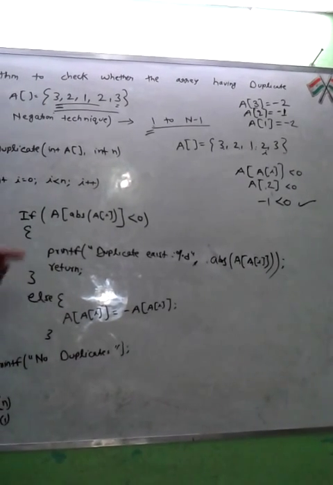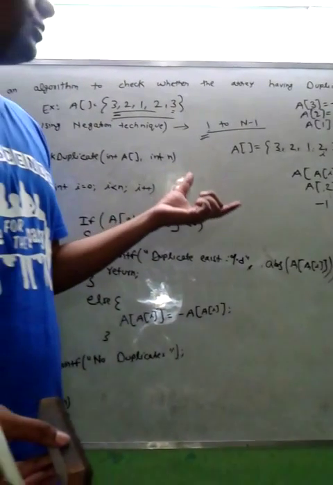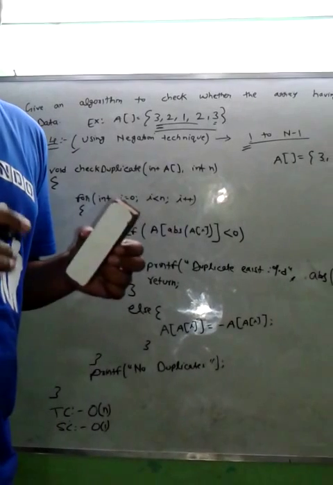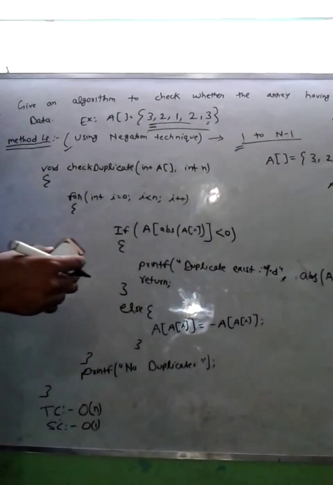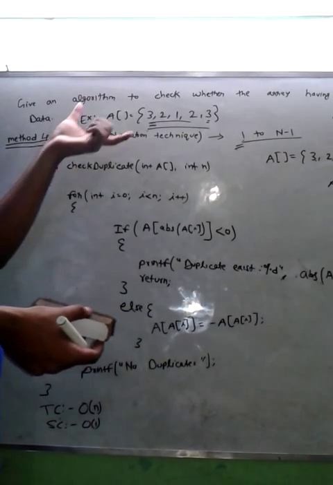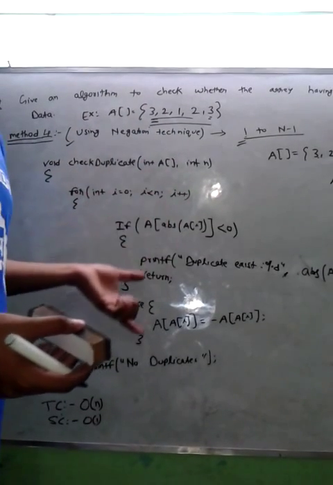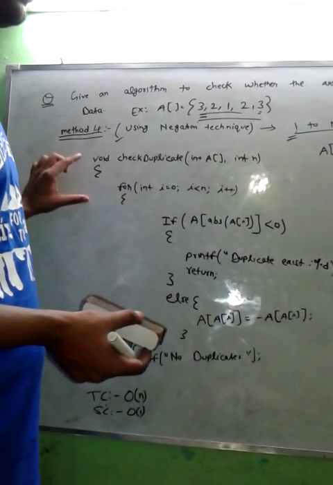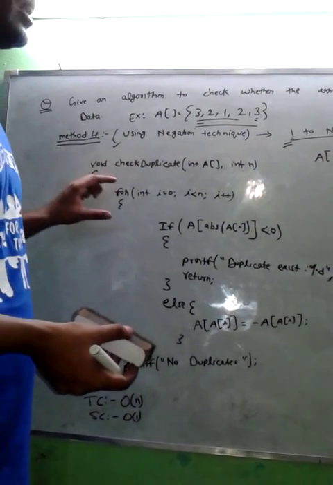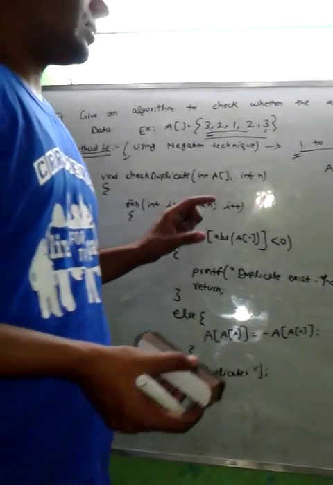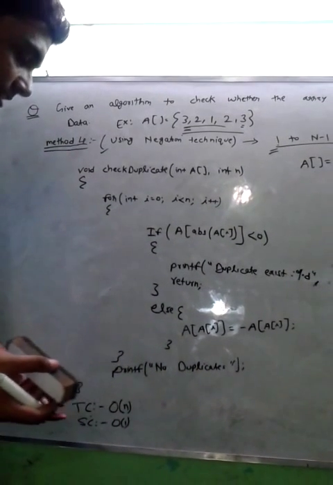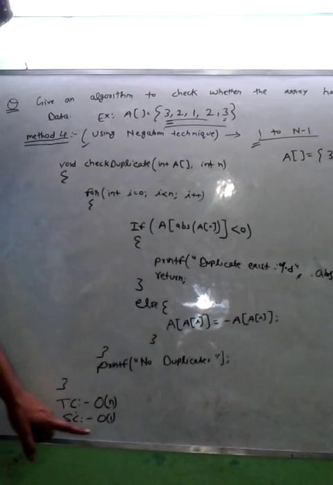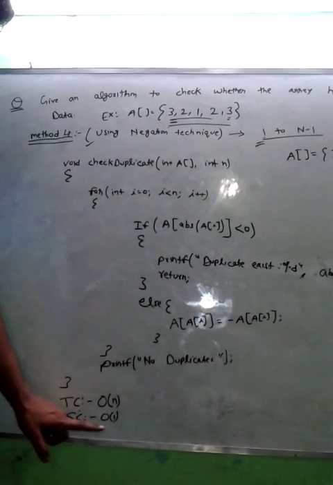We have discussed four techniques which are very useful. Among those techniques, the negation technique and the hashing technique are very useful to check whether the array is having a duplicate element or not. So these were the four methods to check whether the array is having a duplicate or not. So this is the code, and the time complexity for this method is O(n), and the space complexity for this method is O(1). Thank you.